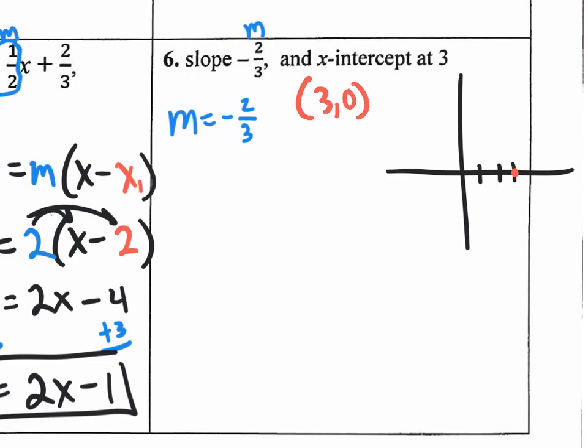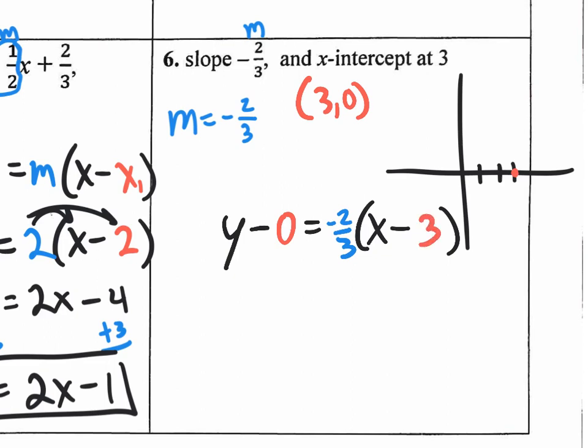So now you could go point-slope form. Y minus y1 equals m parentheses x minus x1. The y1 value is 0. The m value is negative 2/3. And the x1 value is 3. Now on the instructions again, if I tell you to leave it in point-slope form, you'd be done. But right here, we're actually going to distribute to get rid of those parentheses.